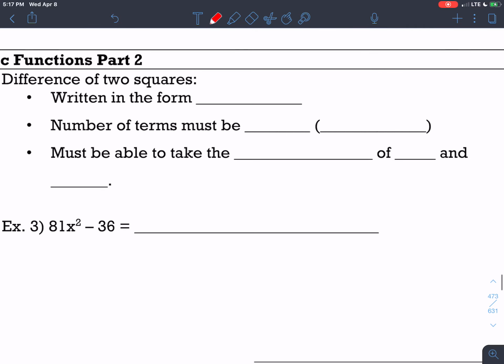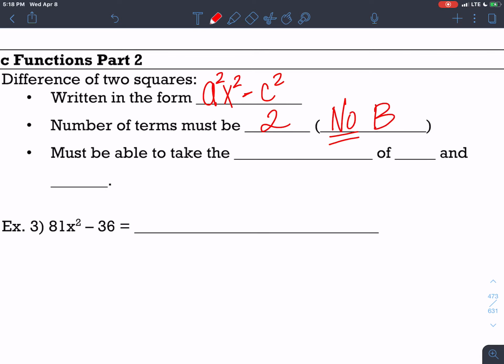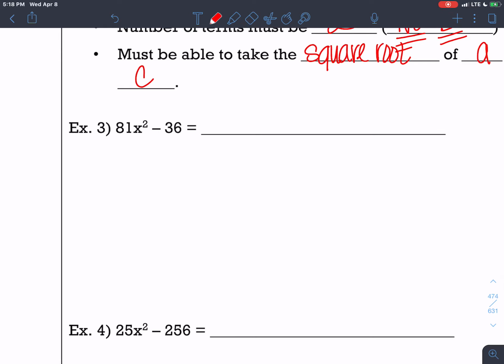So, there's a special kind of quadratic factoring that we can do that's called the difference of two squares. It's written in the form a squared x squared minus c squared. It has to be two terms, no b value. And I have to take the square root of a and c. So, remembering that my a and my c must be exact perfect squares.